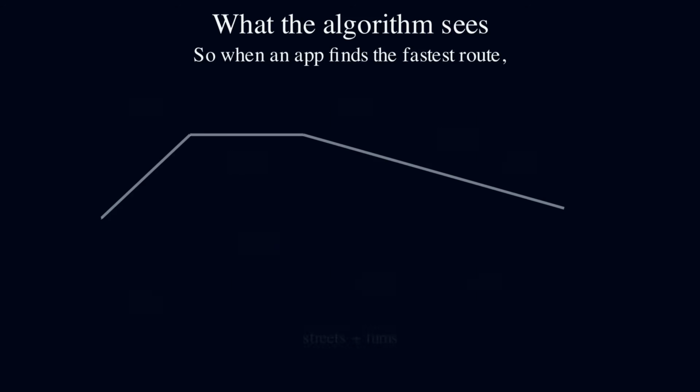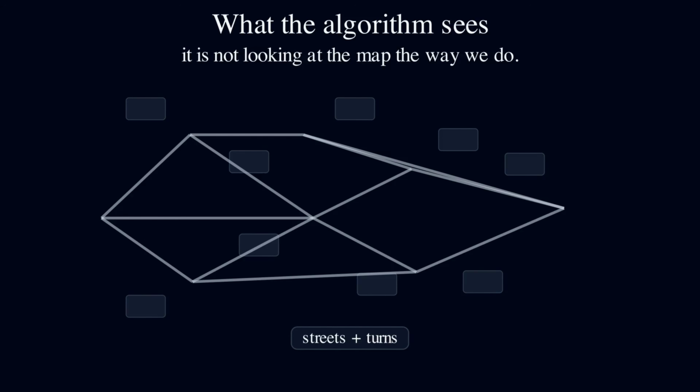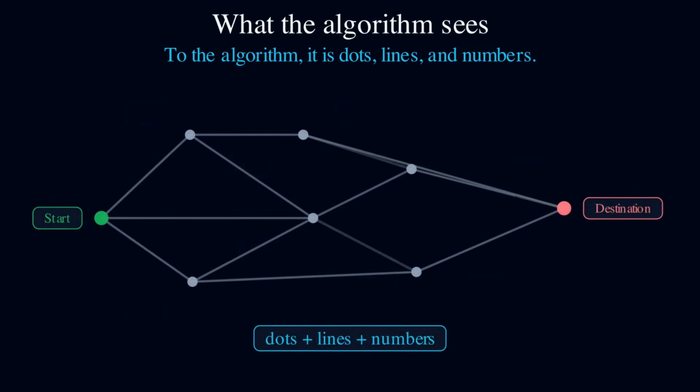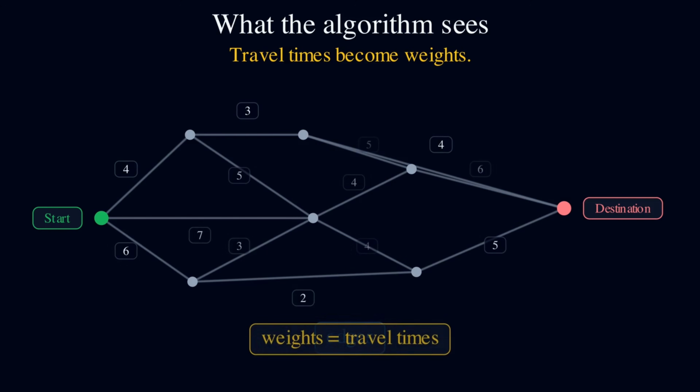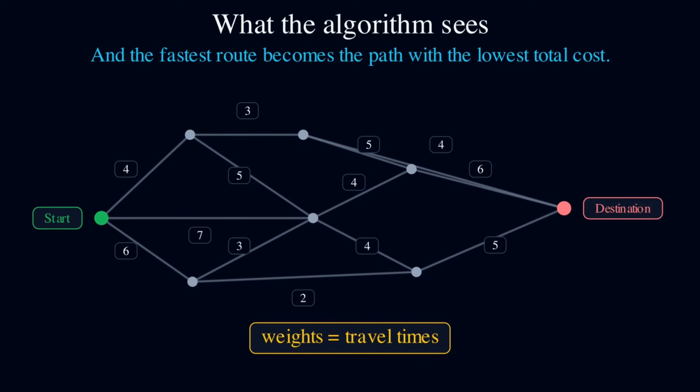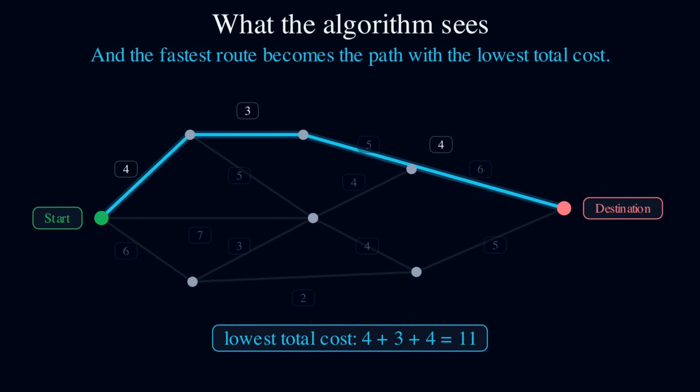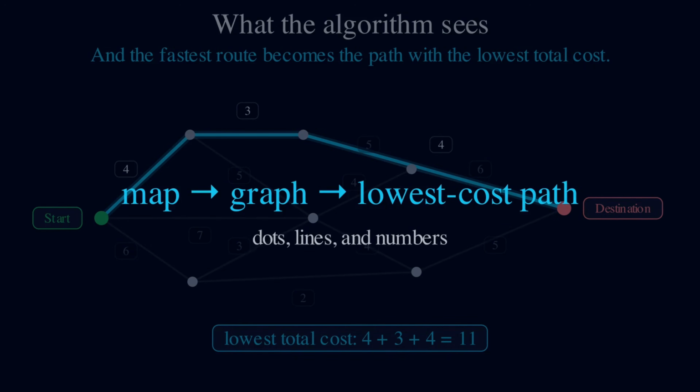So, to sum it up, when an app finds the fastest route, it is not looking at the map the way we do. To us, it looks like streets and turns. To the algorithm, it looks like dots and lines. Intersections become nodes, roads become edges, travel time becomes weight, and the fastest route becomes the path with the lowest total cost, not just the lowest total distance. That is graph theory, and that is optimization.